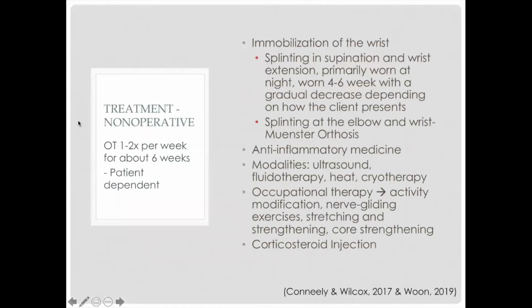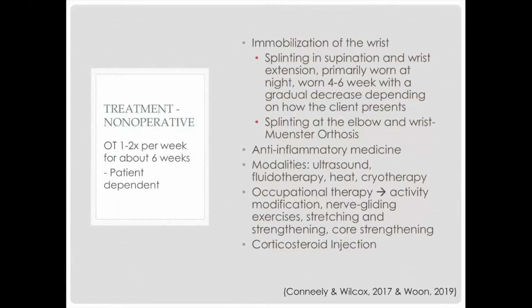So for non-operative treatment, the client would be immobilized at the level of the wrist, splinting in forearm supination and wrist in about 15 degrees extension. It's primarily worn at night, and it's worn 4 to 6 weeks with a gradual decrease depending on how the client presents. If the client is still experiencing a lot of pain, they can be splinted at the level of the elbow. So the elbow is placed in 90 degrees, forearm in supination, and wrist in neutral. And this splint is worn at all times except for hygiene and range of motion purposes.